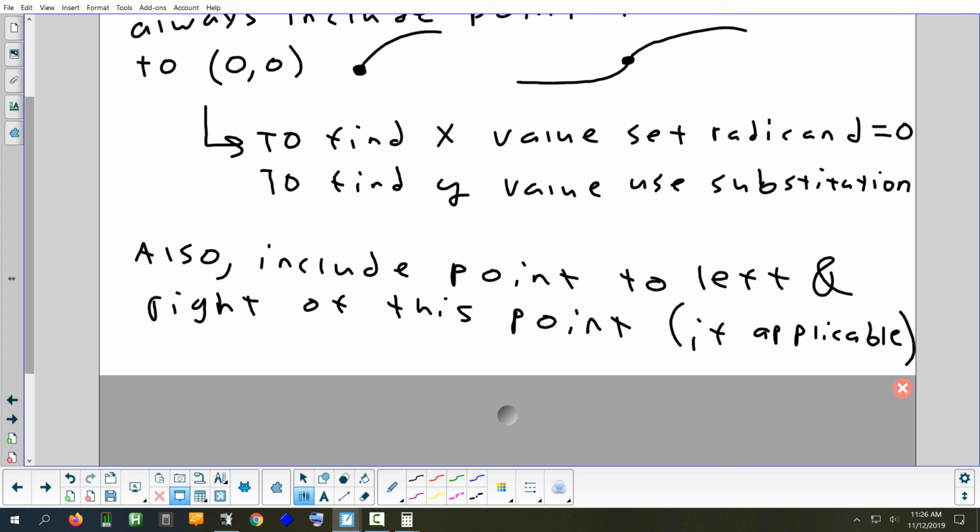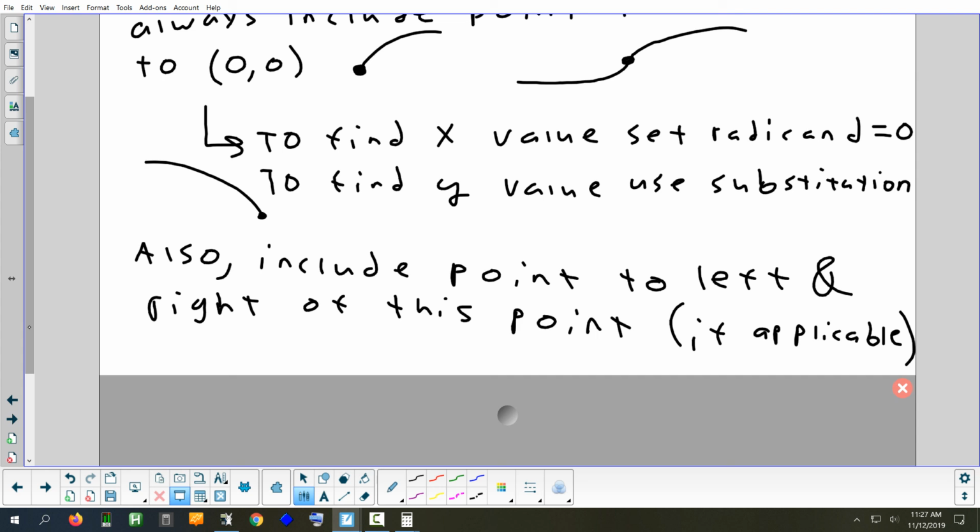Now, why did I say include points to the left and the right, if applicable? Why did I put "if applicable" in parentheses? Jared? Because if it's just an even, it's not going to go to the left. Yeah, well, remember, you could take an even and mirror image it. So an even could look like this. It's only going to go one way, right?